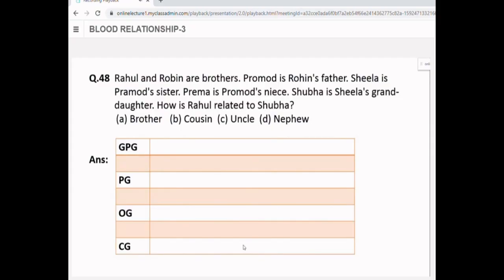Let's start with this question 48. Rahul and Robin are brothers. Pramod is Robin's father.